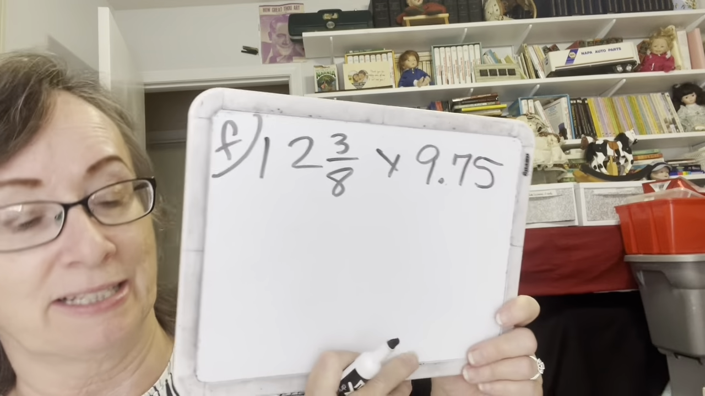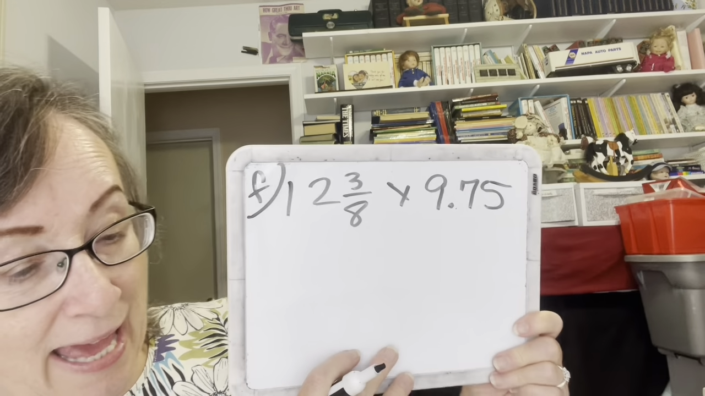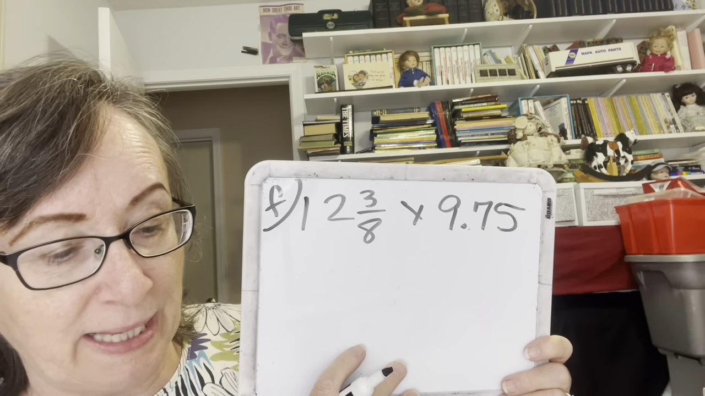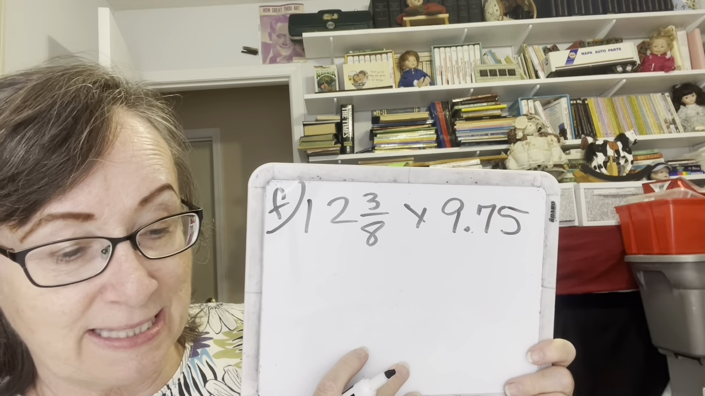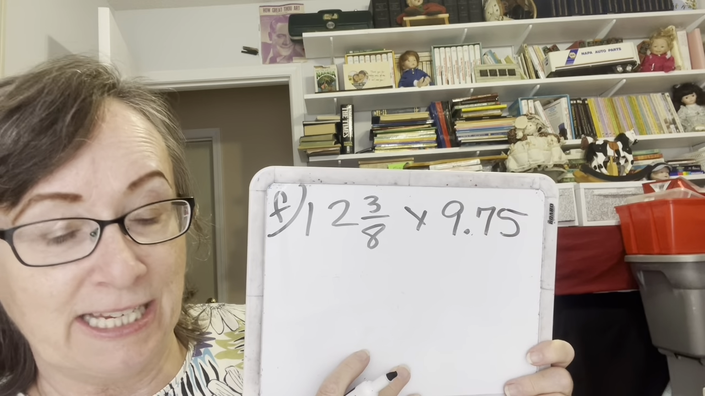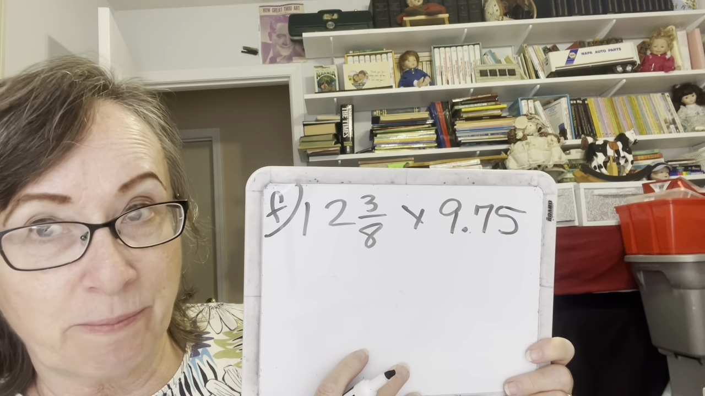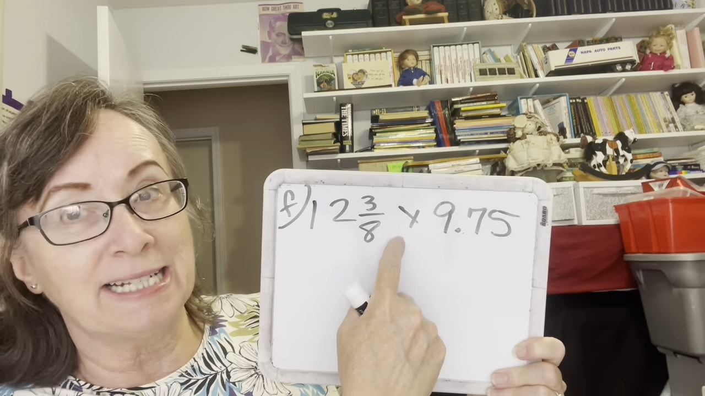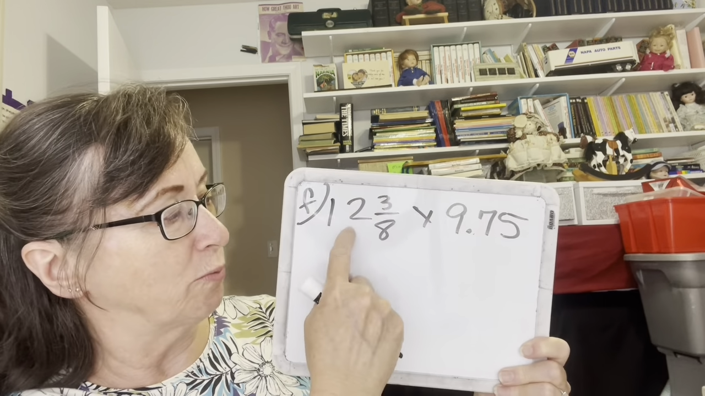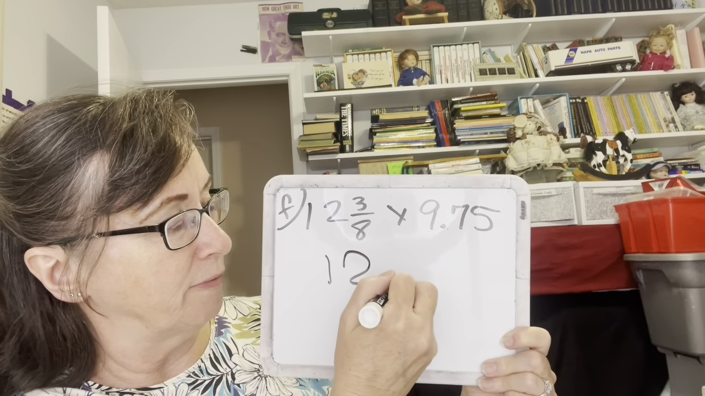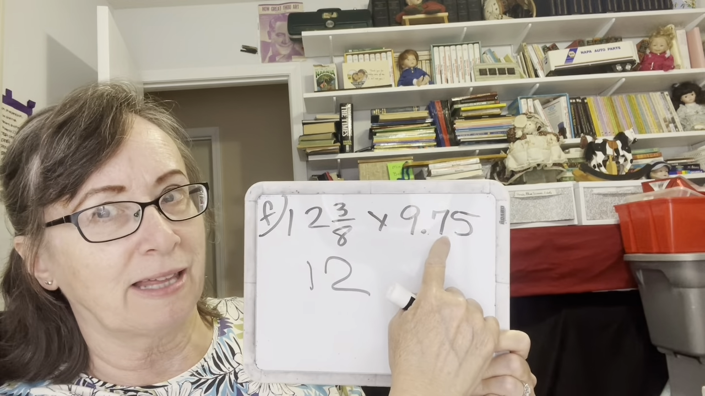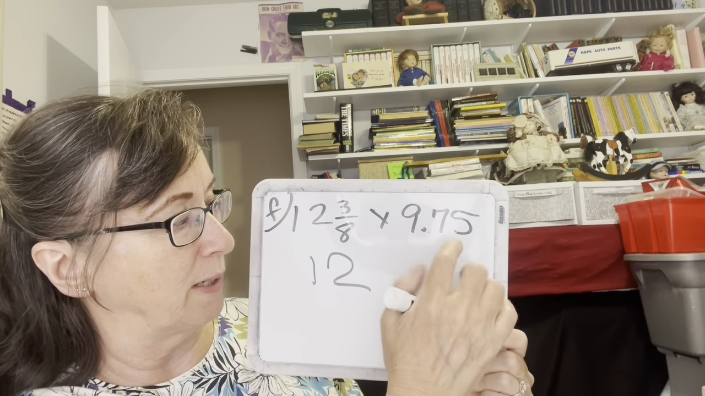All right, this one, we really get nitty gritty with this one. This one is F, and it says estimate the product of 12 3/8 and 9.75 by rounding each number to the nearest whole number before multiplying. All right, so since 3/8 is less than a half, I will round down to 12. 9.75, 7 is greater than 5, so I'm going to round this one up.